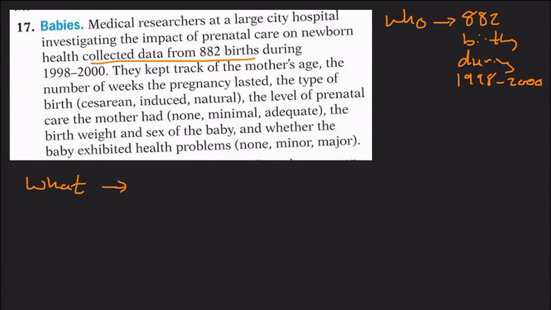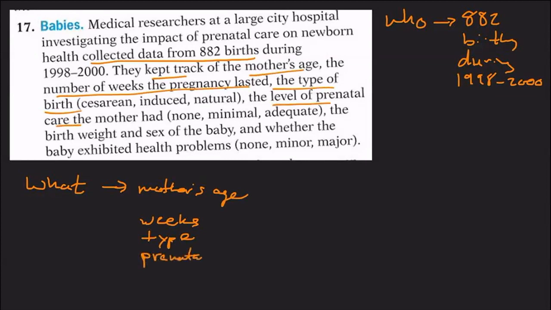So let's see, it says they kept track of all these things. So we have a lot of things to write. Mother's age, number of weeks pregnancy lasted. We'll just kind of abbreviate here. Weeks, type of birth, type, level of prenatal care, birth weight and sex, and whether the baby exhibited health problems. So good number of variables here.